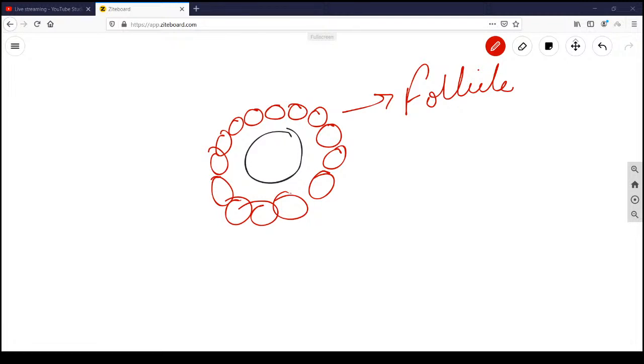They will decide which type of oocyte you are, which type of follicle you are. That will be decided by them, whether you are a primary follicle, a secondary follicle, a tertiary follicle or Graafian follicle, and so on.